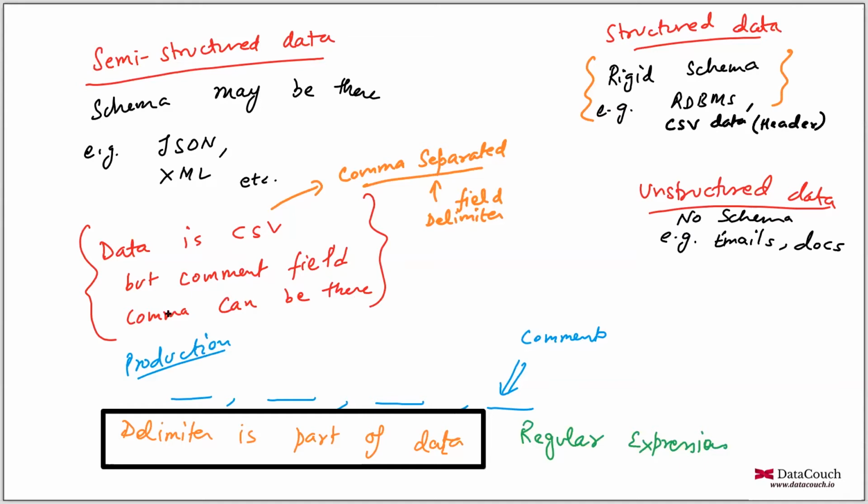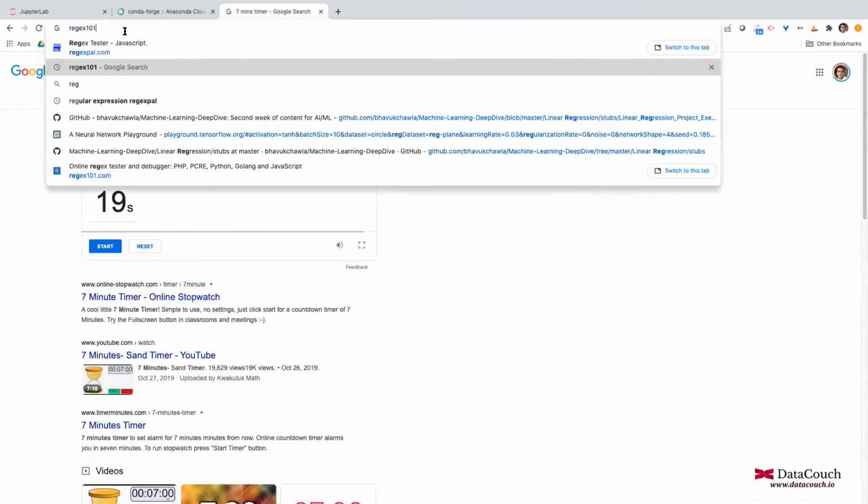Now I want to show you something very interesting, and I want to solve this problem of semi-structured data. When the delimiter is part of the data, finding patterns and structures is not easy. We want to now work on our data, which is much more complicated than just basic CSV data. So in that case, we have a very interesting portal called Regular Expression Tester, regex101.